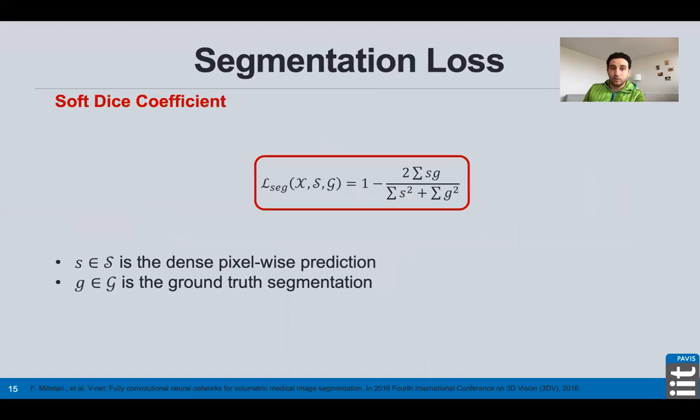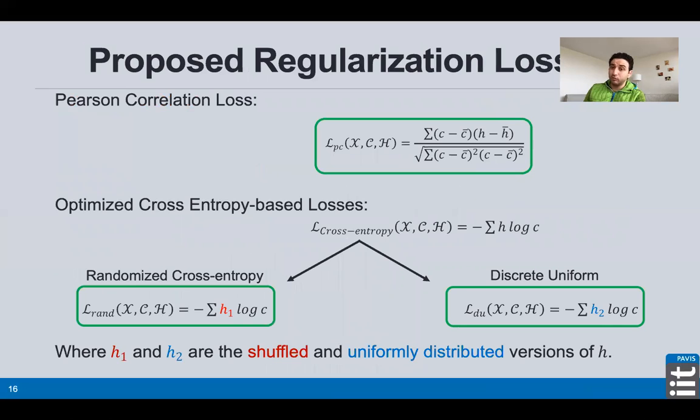For segmentation loss, we use the soft dice coefficient, which was actually proposed in 2016 in VNet, and it is very well known for segmentation in deep learning based methods. But for the regularization part, we use the Pearson correlation coefficient loss, plus a modified or optimized version of the cross entropy loss function. For the Pearson correlation coefficient, we measure the correlation between the one hot vector output in the regularization part.